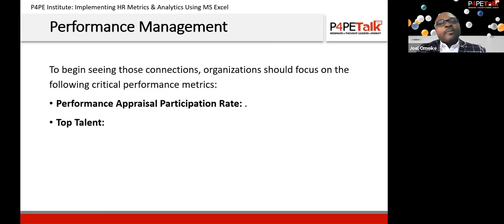The second one is your top talents. What percentage of your workforce is top talent? And so let's go back to our organization. Assuming we have 100 staff in our organization, how many of these 100 staff are top talents based on the way you define talent in your organization? If there are 12 of them, 12 persons who are top talent, then your top talent is 12%.